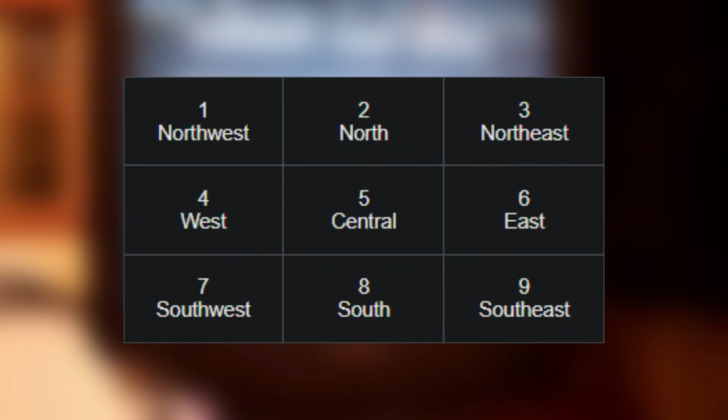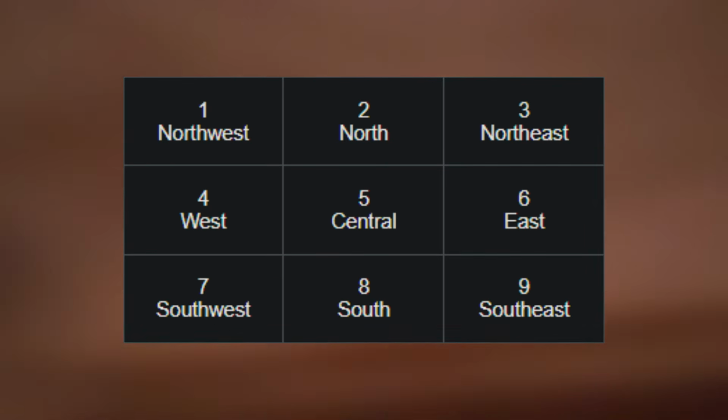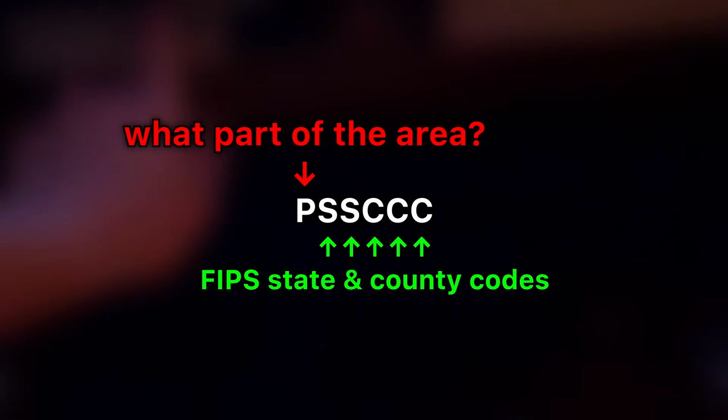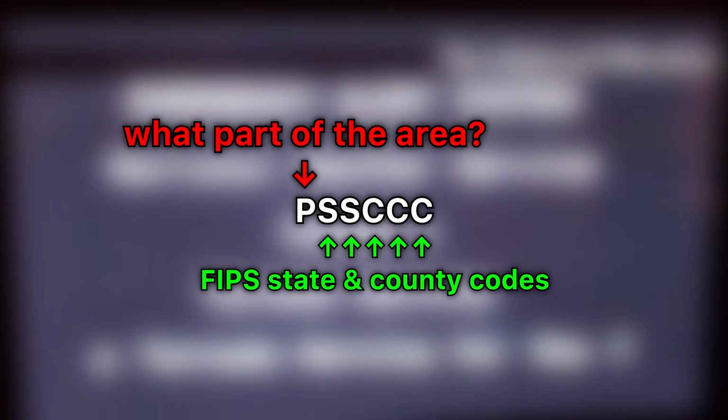A singular code is 6 digits formatted as PSSCCC. The P at the start specifies what part of the area is included, where 0 means the entire area, and any other non-zero number specifies a cardinal direction portion of said county. So 1 is northwest, 2 is north, 3 is northeast, and so on. The SS and CCC are for FIPS state and county codes, and they're the ones that actually define what county and state the alert goes to. So to recap, if you wanted to issue an alert for northern St.